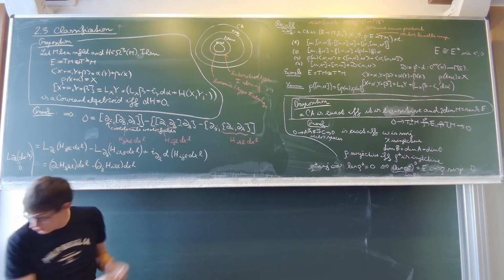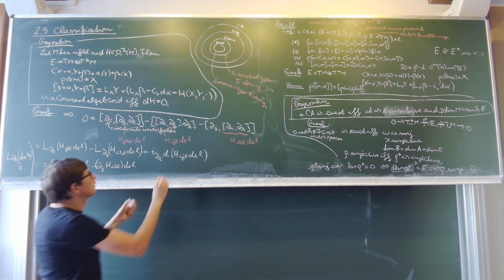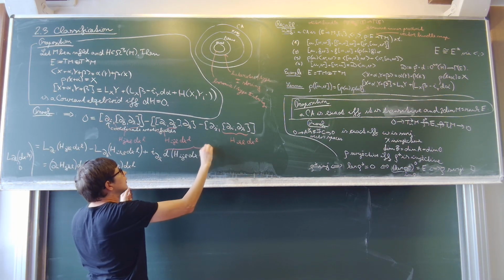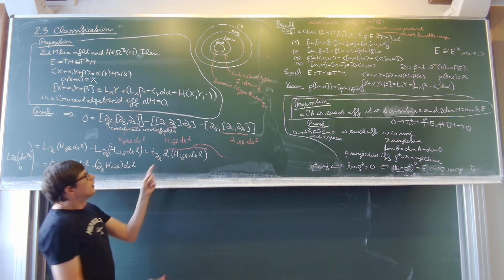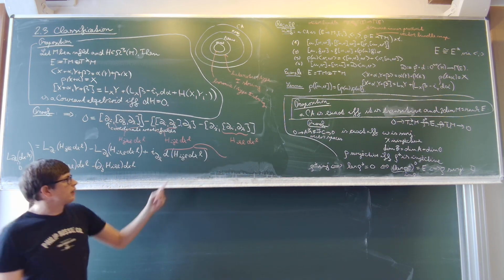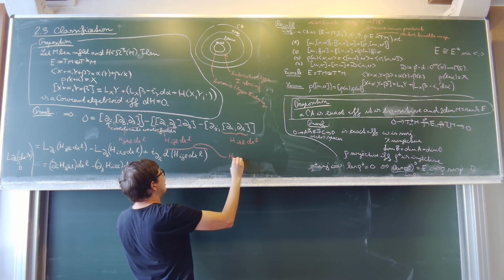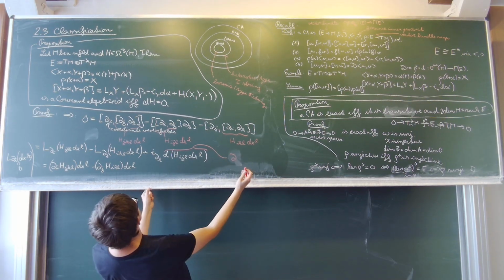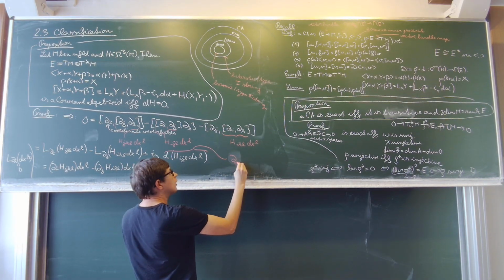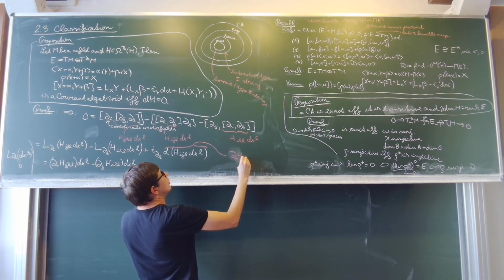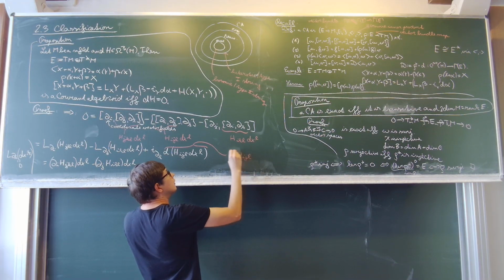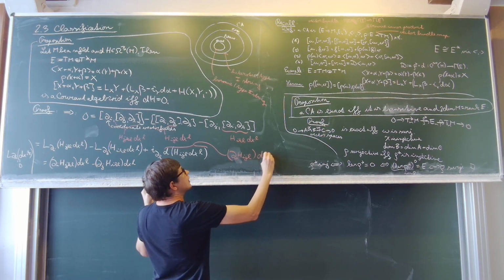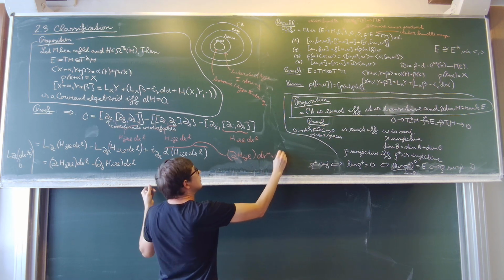So let me see how to do it efficiently. Just color. This guy here, calculate it. d is 0, so d only hits this guy. So this is h i j l. Sorry, this is partial derivative with respect to m of h i j l dxm wedge dxl.